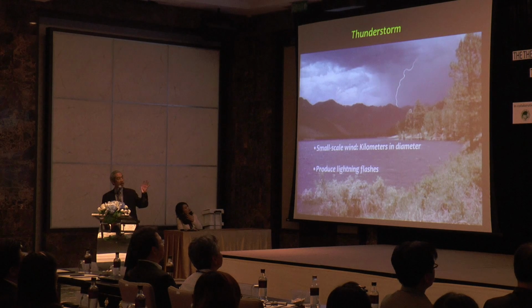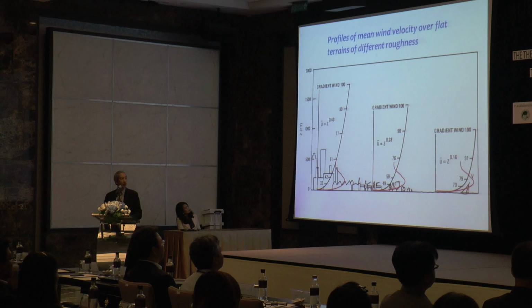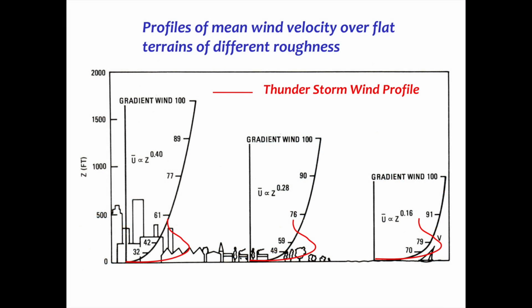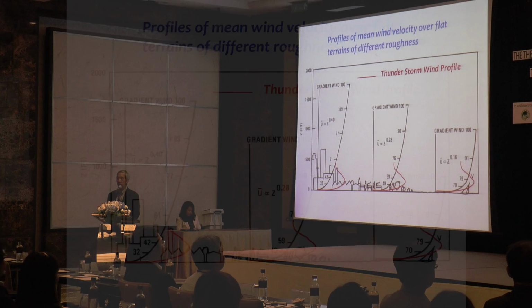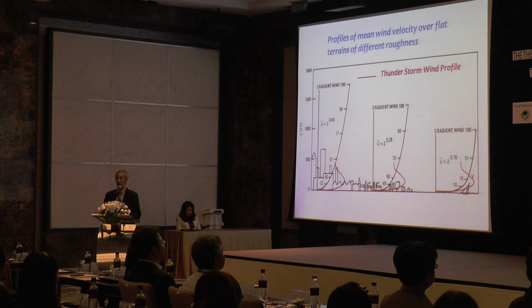And the wind that caused the damage to these billboards is basically thunderstorm wind. It's a small scale wind, but it could produce very high wind velocity near the ground. If we compare to the typical velocity profile that you use in wind resistant design standards, the thunderstorm wind profile is quite different. So it can produce very high wind load close to the ground.